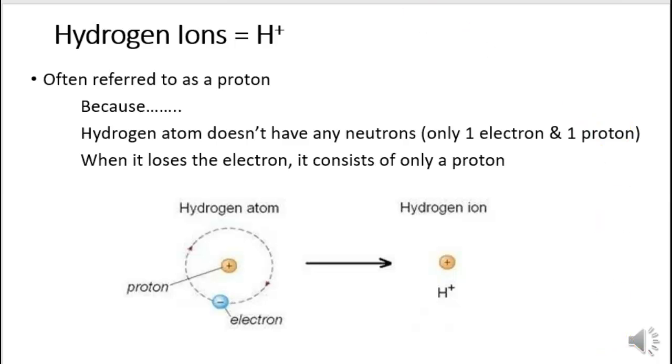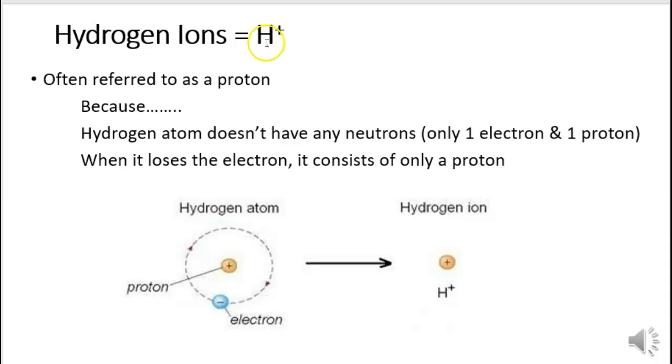Hydrogen ions are interesting because they are often referred to as a proton, and to avoid confusion in the future, I wanted to explain why hydrogen ions are called protons. It's because a hydrogen atom doesn't have any neutrons. So when that atom ionizes, it loses its only electron, and the only thing that's left is a proton.